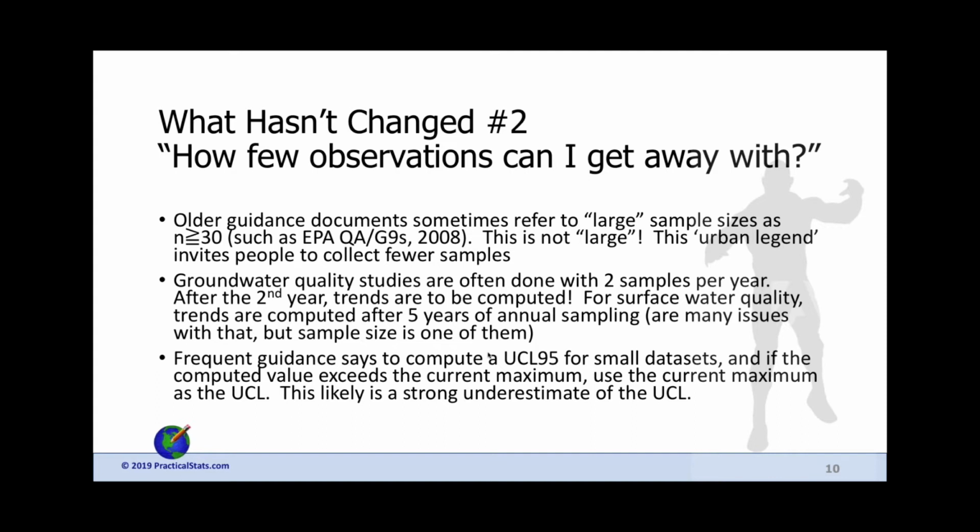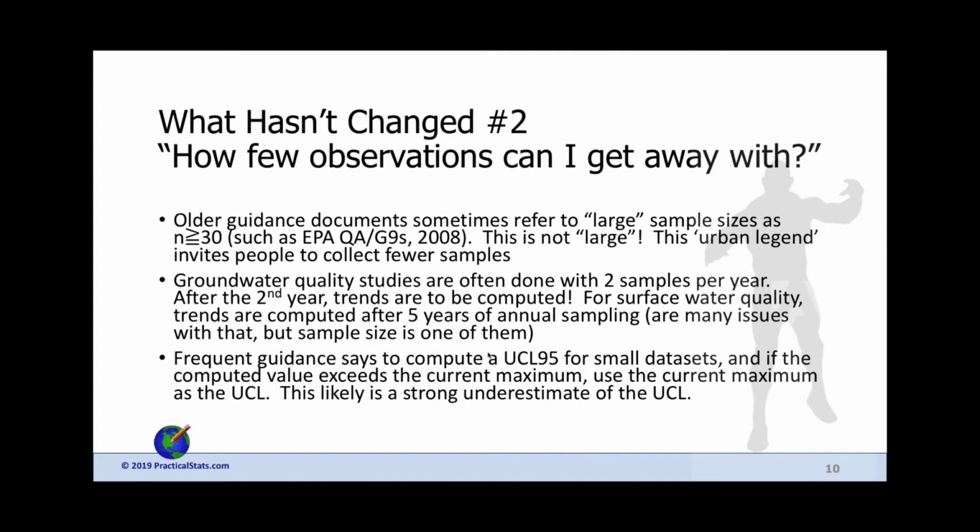There's EPA 2008 guidance that says n greater than or equal to 30 is large for sample sizes. That's not large. It's often not enough to overcome these problems with the older tests, and that back then was probably what people were using. So this is an urban legend. It invites people to collect fewer than 30 observations because they don't need to do large data sets. And that's too bad, because often you need something on the order of 30 observations or more.